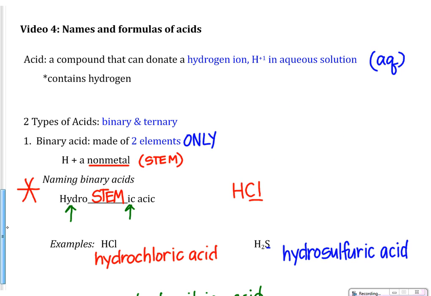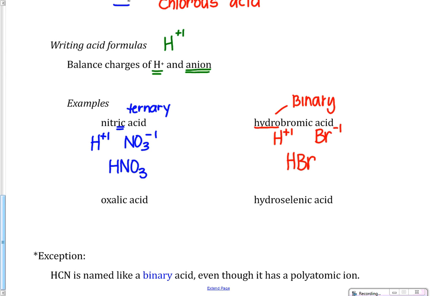Our third example for writing the formulas is oxalic acid. Oxalic acid ends in ic. There's no hydro, so we know that this must be ternary. The ic ending tells us that it came from something that ended in ate, so oxalate. Oxalate is C2O4 with a -2 charge, and it has to combine with hydrogen to become an acid. Now, in order to get these charges to balance, I'm going to need 2 H's for every C2O4 ion. And so that's how I write the formula for oxalic acid.